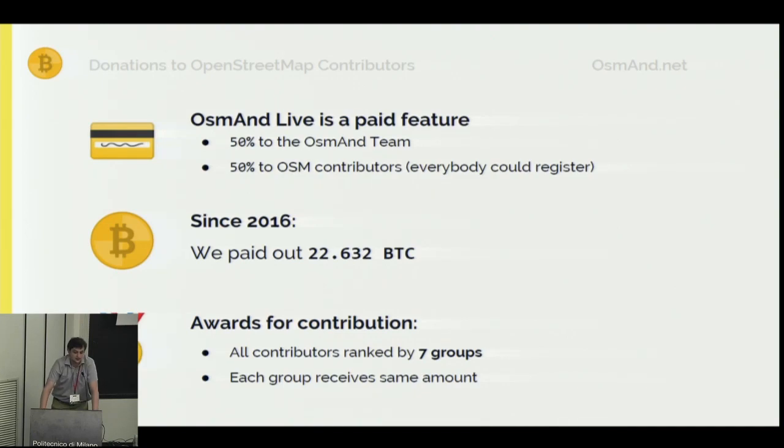And what we are doing is keeping 50% for the OsmAnd team, and 50% we are distributing to all people who make the changes and subscribed with their Bitcoin address, to basically get, I would call it, tips. In total, since we started doing it in 2016, we have paid out almost 23 Bitcoins. Of course, Bitcoin had a different price in 2016, but we still keep doing it and we still enjoy it, and I think we will continue doing it.